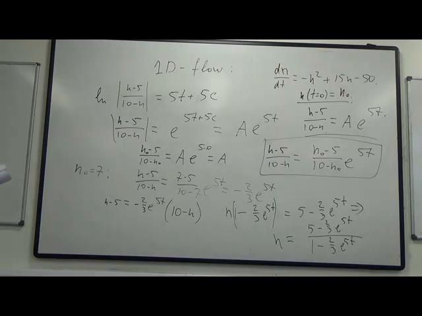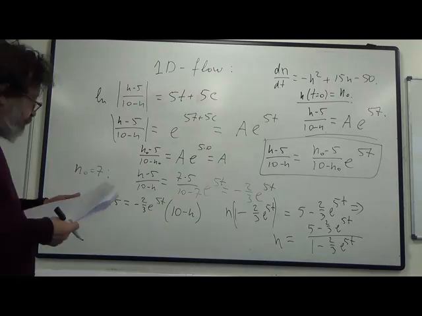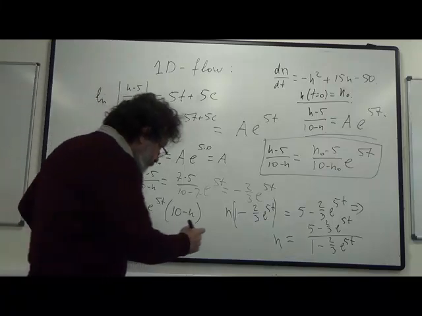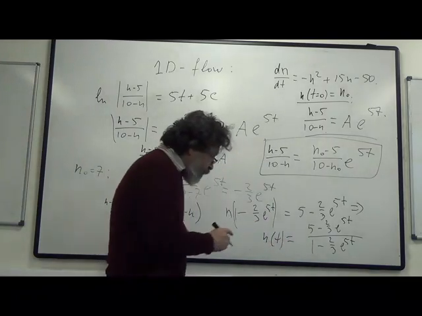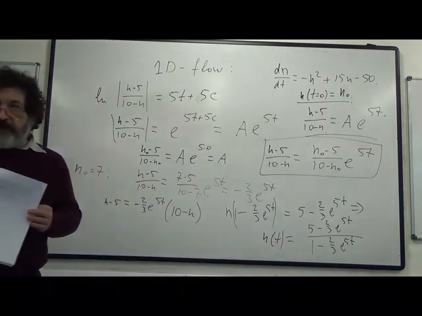Minus 2, 3. I think it's correct. So I think I made a mistake in my solution. Convinced. Now the question was what happens to n? n is a function of time. What happens to n when time tends to infinity?